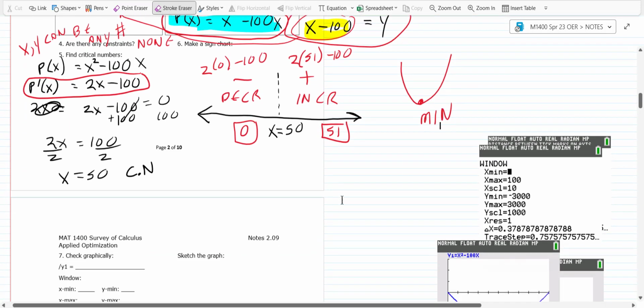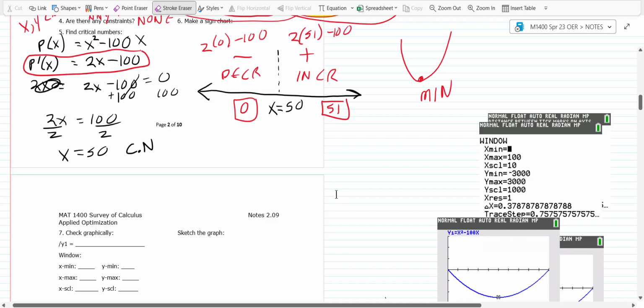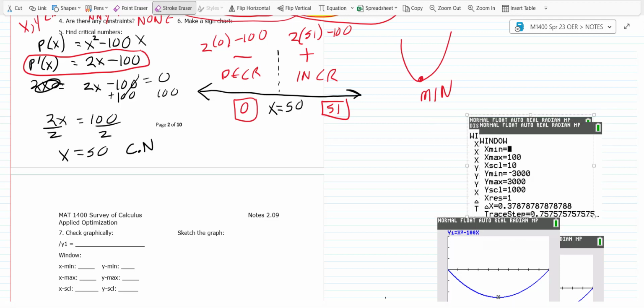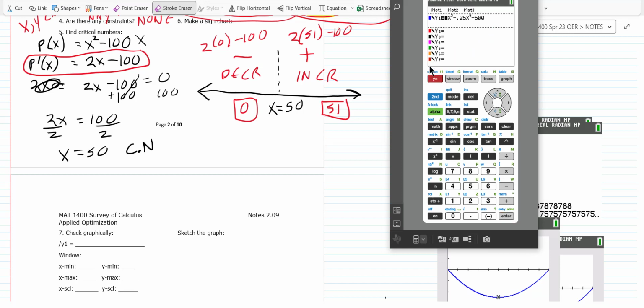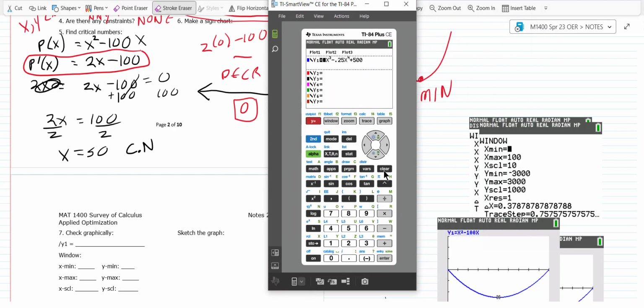All right. Now we're going to go ahead and check this graphically. So what I want you to do on this is do this on your calculator. We're going to graph the objective function. Let me tell you what to put in here. So go ahead and do this on your calculator. The objective function is x squared minus 100x. Set up the window that I have over here. You'll see a window that I have displayed here.